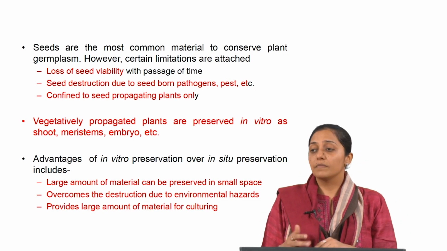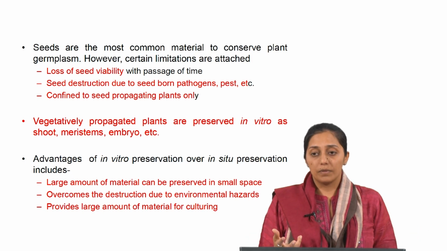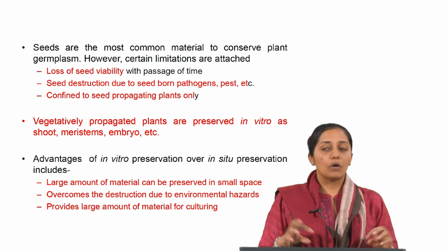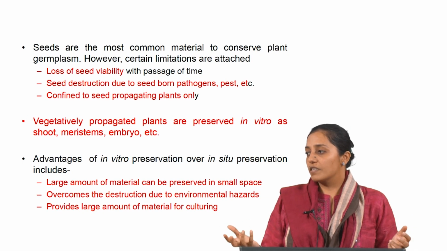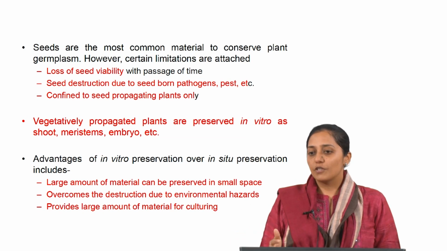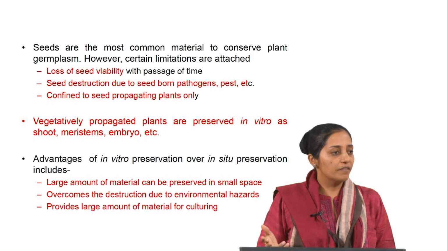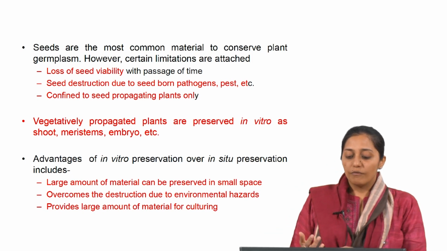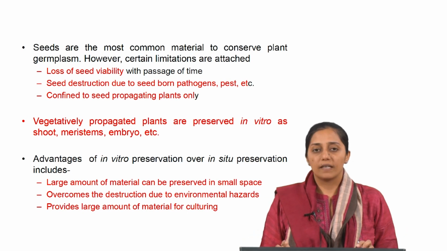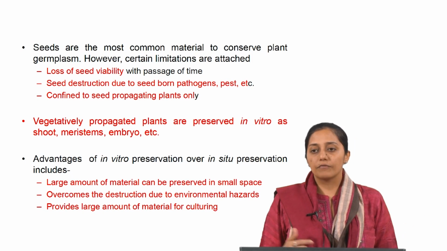Seed dormancy can be a problem, seed viability can be a problem, then seed destruction by endogenous pathogens can be a problem, where you can lose the genetic material. Then, if you are using seeds for conservation, it is confined only to plants which propagate through seeds. Plants which do not propagate through seeds, which are vegetatively propagated, need another way of conservation. Such vegetatively propagating plants are generally conserved using in vitro conservation techniques, where, as I said, you use different parts like shoots, meristems, somatic embryos for preservation.